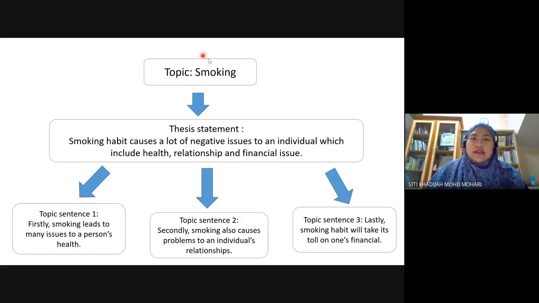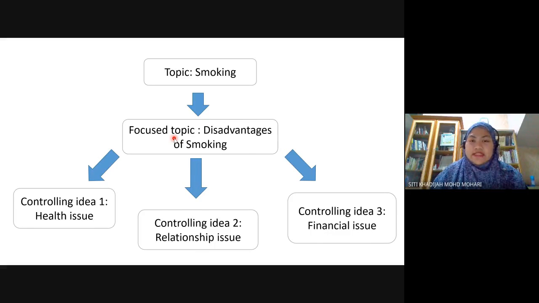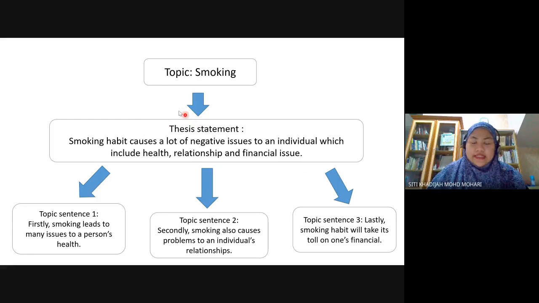Okay, now this is an example of a thesis statement. Basically, your thesis statement is the focus topic combining all the controlling ideas. This is your thesis statement, and it has to be in the introductory paragraph, usually the last sentence of the paragraph. So basically, this is one example. Smoking habit causes a lot of negative issues to an individual, which include health, relationship, and financial issue. So this is the thesis statement.